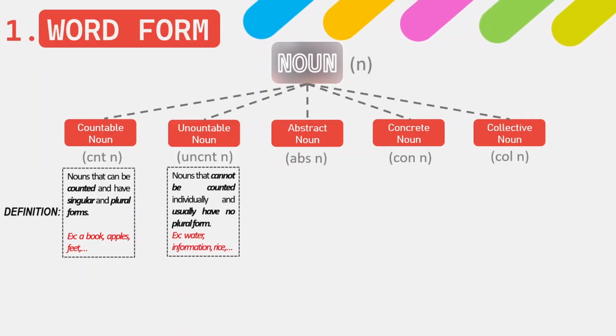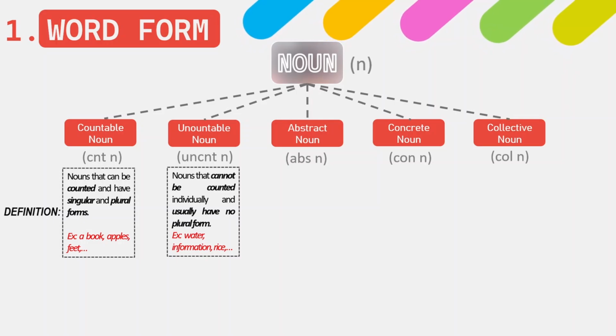The second one is uncountable nouns. They refer to substances, materials, qualities, or concepts that cannot be counted individually because they are viewed as a whole or a mass. They do not have any plural forms, and they are often used with some, much, little, and a lot of. They are also measured using units or containers. For example, water, information, rice, and etc.